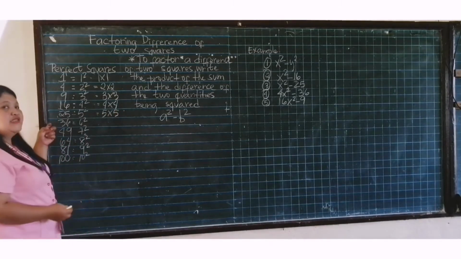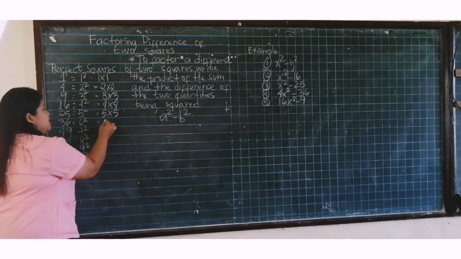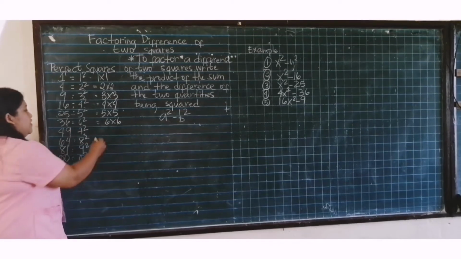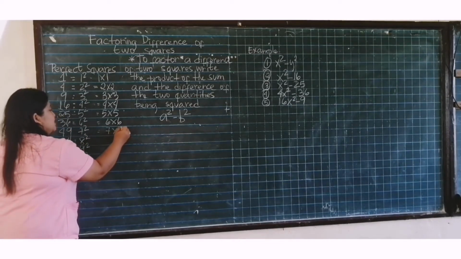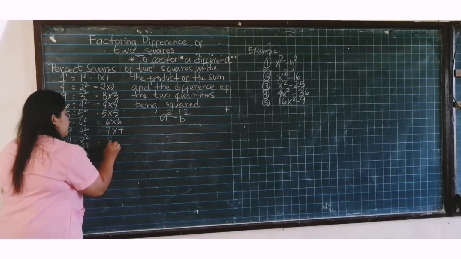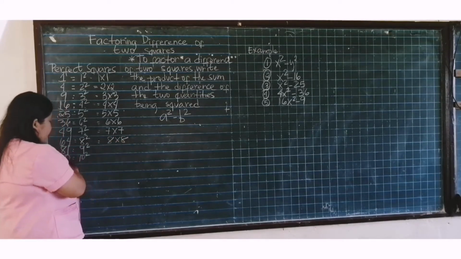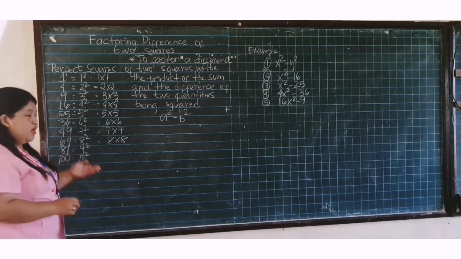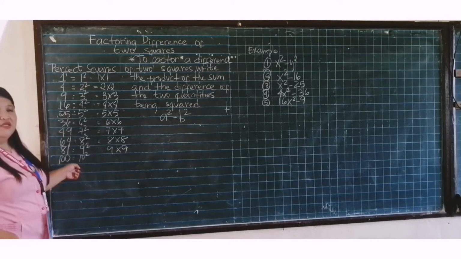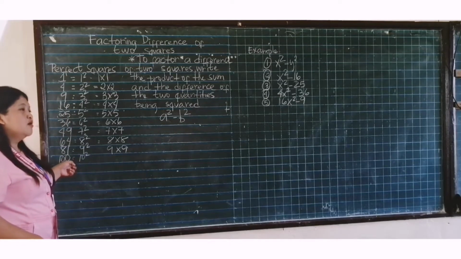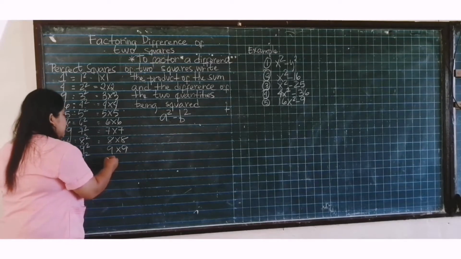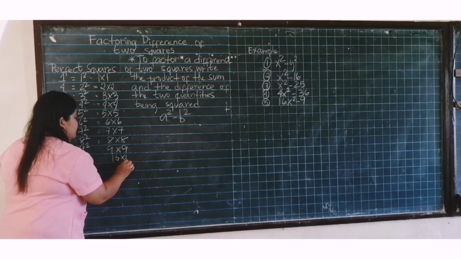And for 36, we have 6 squared. We can write this as 6 times 6. And we have 49 is equal to 7 squared. We write this as 7 times 7. And then we have 64, which is 8 squared, so 8 times 8. And then 81 is equal to 9 squared. We have 9 times 9. And for the last perfect square, 100 is equal to 10 squared, or we can write this as 10 times 10.